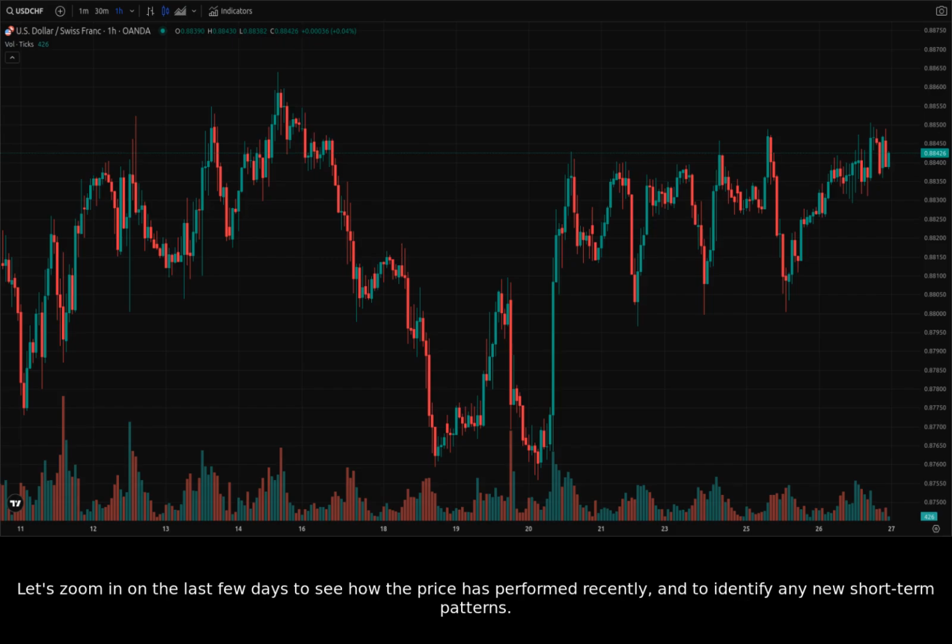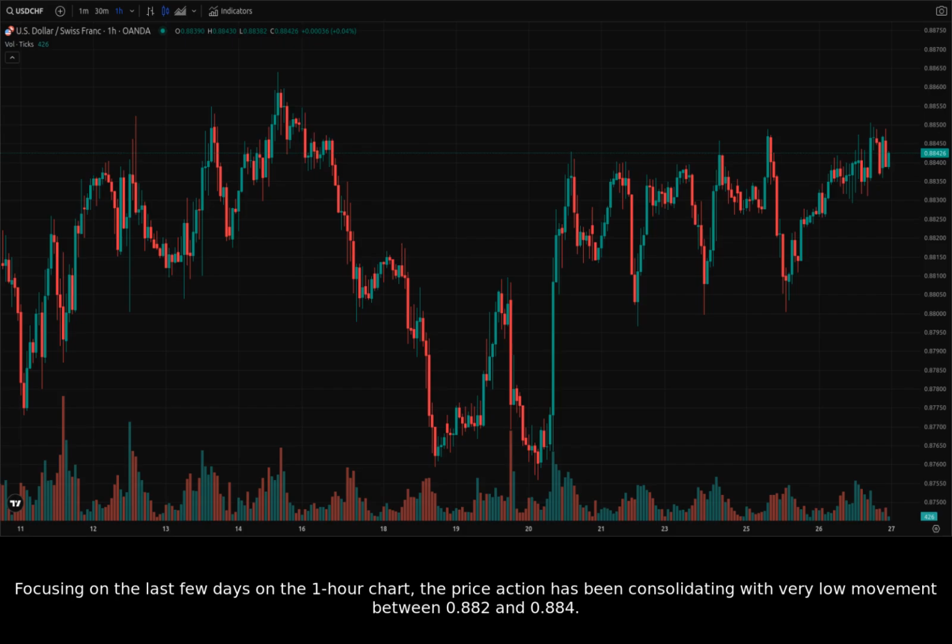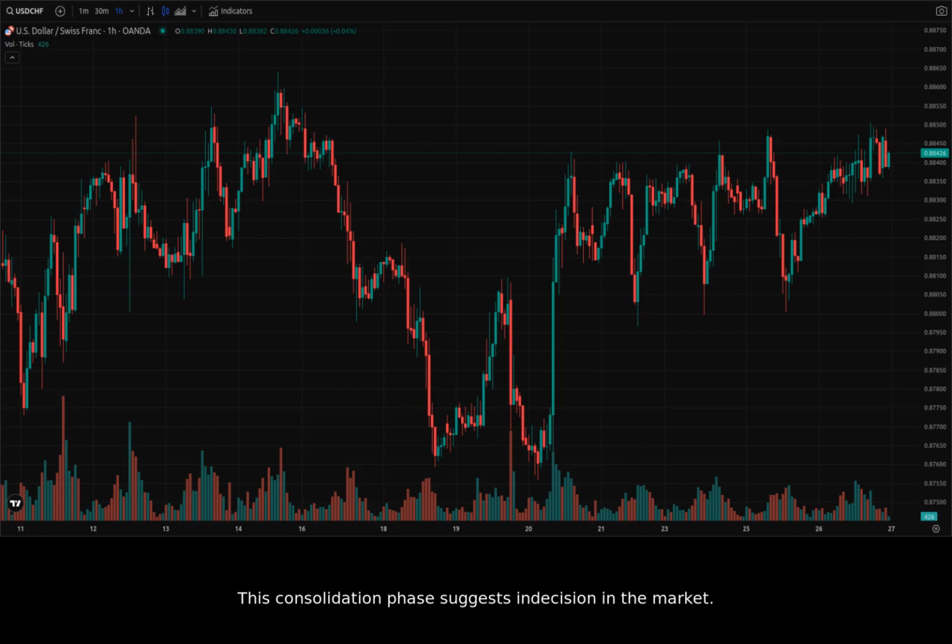Let's zoom in on the last few days to see how the price has performed recently and to identify any new short-term patterns. Focusing on the last few days on the 1-hour chart, the price action has been consolidating with very low movement between 0.882 and 0.884. This consolidation phase suggests indecision in the market. A breakout from this range, either up or down, could provide a short-term trading opportunity. Given the longer-term bearish bias, a break below 0.882 would likely be a stronger signal for a short position.